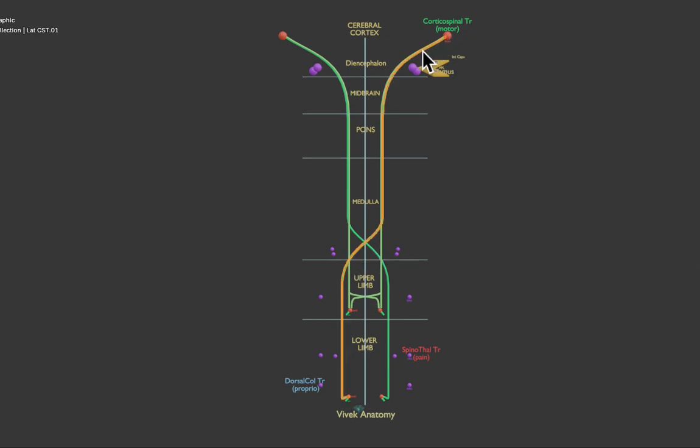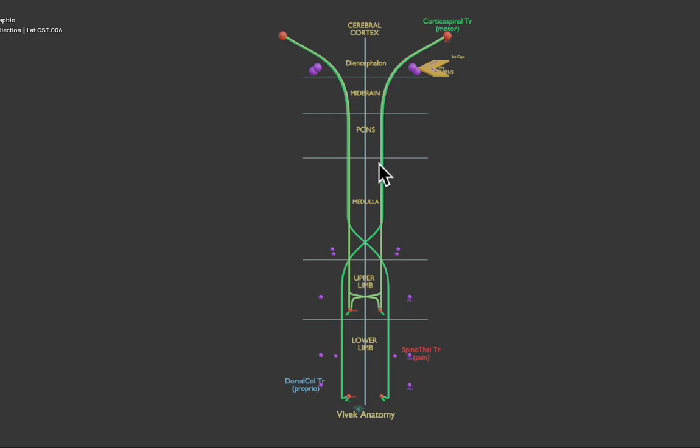Most of the fibers forming the corticospinal tract will cross to the opposite side in the lower medulla. When it crosses, it forms the so-called lateral corticospinal tract, which will go down and end in the anterior horn cell of the spinal cord, then giving rise to the motor neurons in your peripheral nerves.